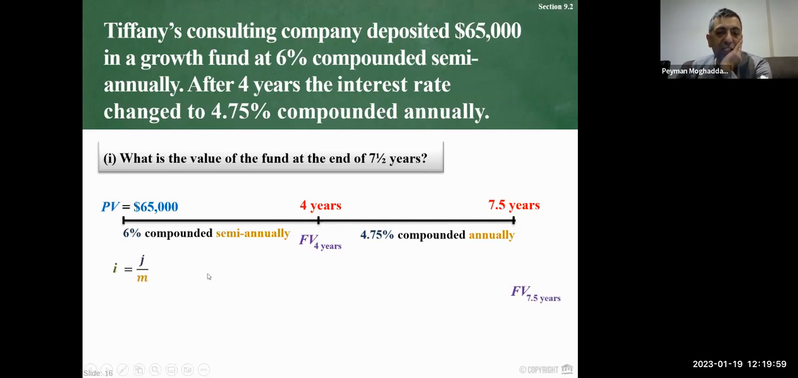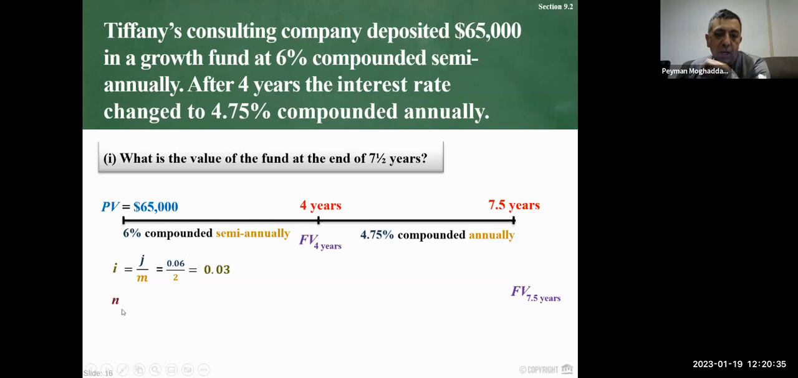So first of all, let's construct I and n for this period of time, and then construct I and n for the next period. I means the periodic interest rate, and n means the number of compounding periods. How do we calculate I? I is j divided by m. j is 6%, and m is the compounding frequency. Semi-annually means 2, so I is 0.03.